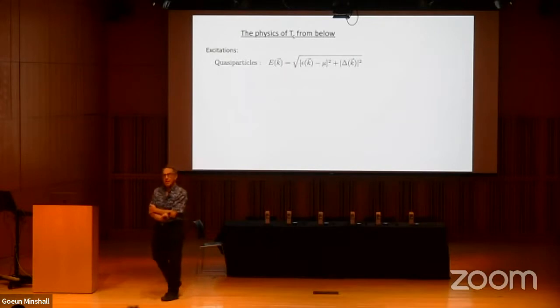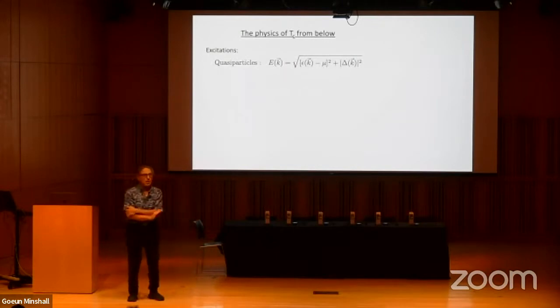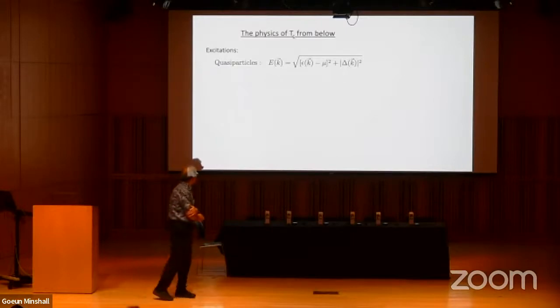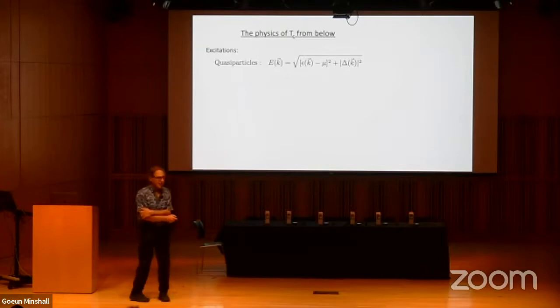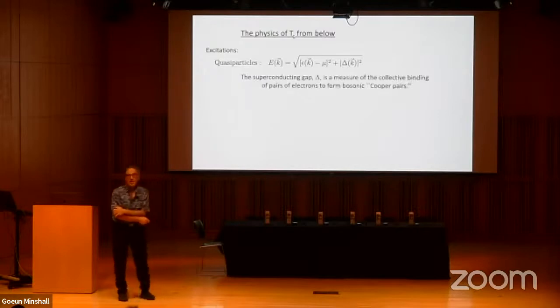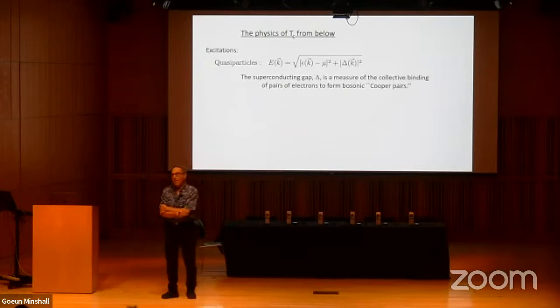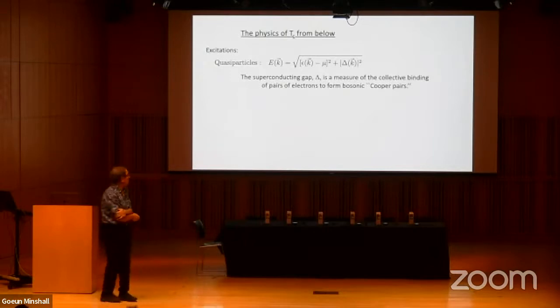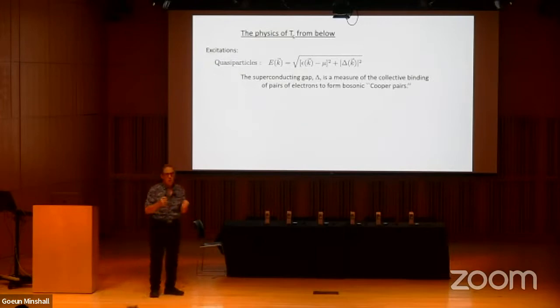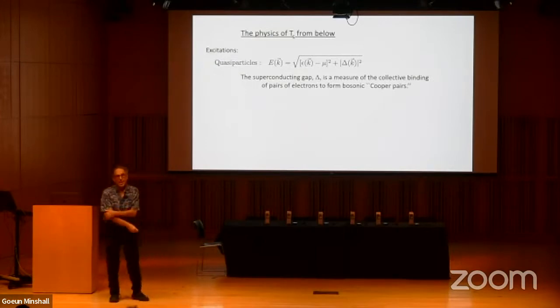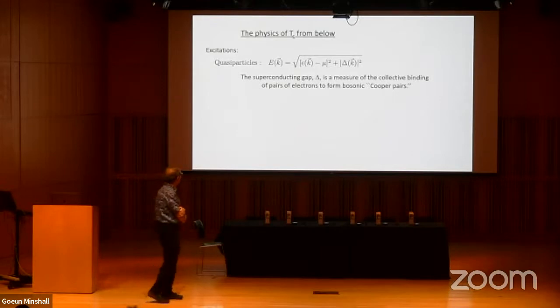If we sit at zero temperature, we can ask, what are the natures of the excitations of the system about the superconducting ground state? And there are two sorts of excitations. One are quasi-particle excitations, which have some dispersion relation, which I've written here. But the main point of this dispersion relation is there's a gap. And the magnitude of that gap, which I'll call delta, is a measure of how well bound the electrons are into pairs. The pairing is collective, so you shouldn't really think of it quite as the binding energy of a boson, but it's the closest analog of that.